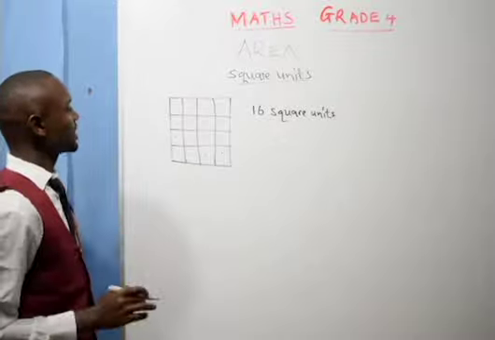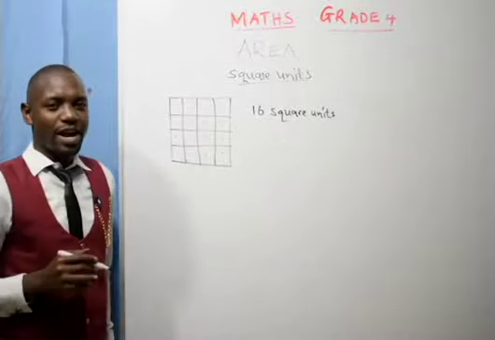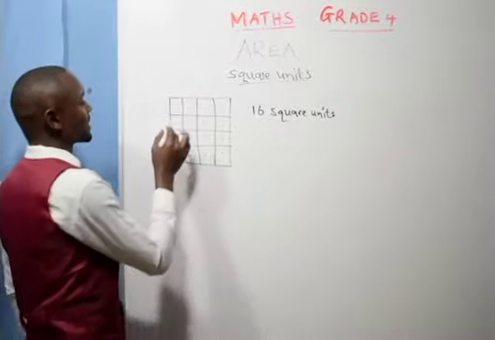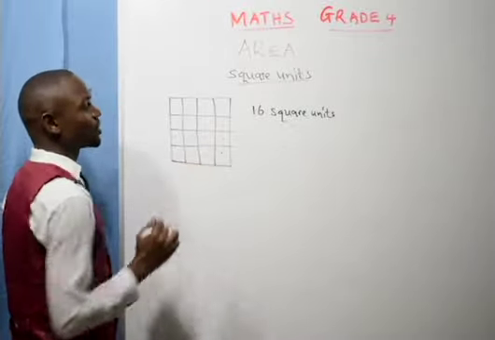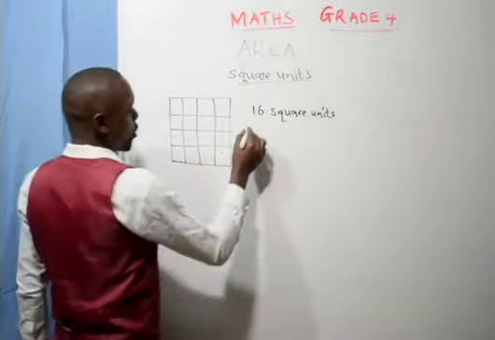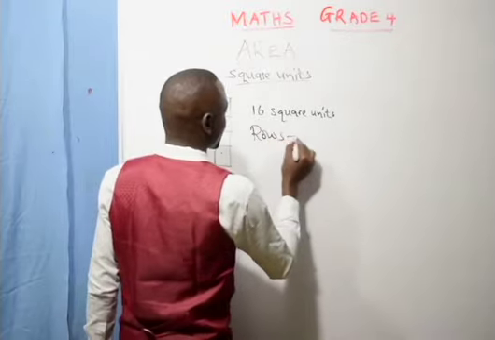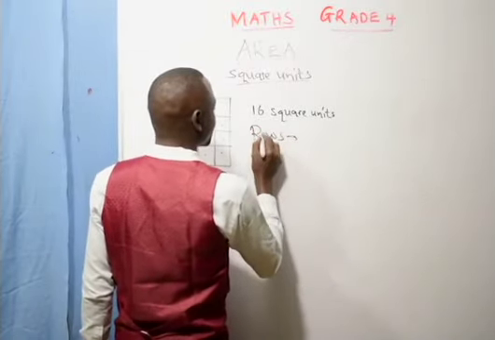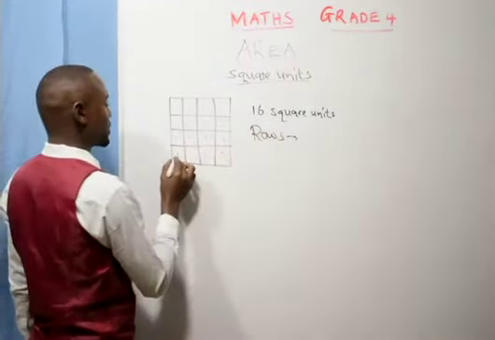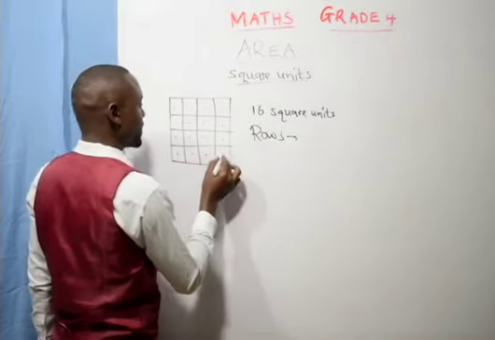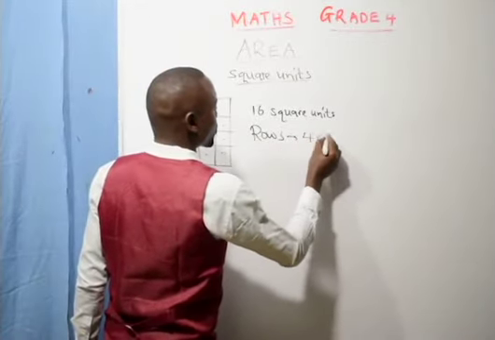Similarly, we can work out the number of squares in this figure by looking at the number of squares in the rows and the columns. How many rows do we have in this figure here? Rows are this one, so we have 1, 2, 3, 4. So we have 4 rows.